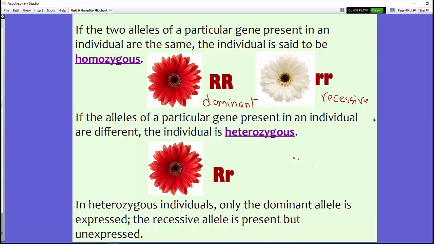If the alleles of a particular gene present in an individual are different, the individual is said to be heterozygous. So for example, if we have a big R and a little r, this is two different types of letters. So that's a heterozygous trait. One big R, one little r. In heterozygous individuals, only the dominant trait is expressed. So in this case, it would be red flowers because it is the dominant trait. The recessive allele is present but is unexpressed. So in further reproduction, this individual could possibly give a little r, so they could give that white trait, but it is being expressed right now as red.